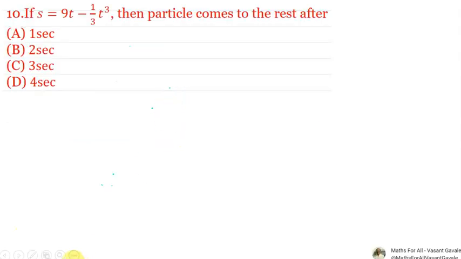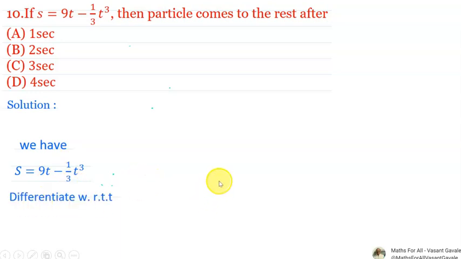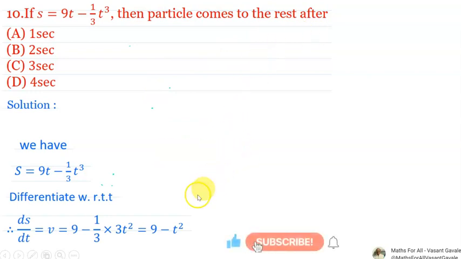Now the next example, if s is equals to 90 minus 1 upon 3 t cube, then the particle comes to rest after first, second, third, and fourth. Okay, now see this here. We have s is equals to 90 minus 1 upon 3 t cube. Okay, differentiate this with respect to t. The particle comes to rest means its velocity should be 0, so we will put ds upon dt equals to 0.